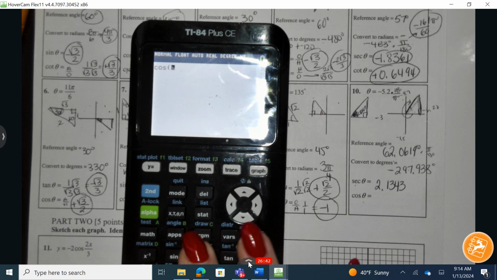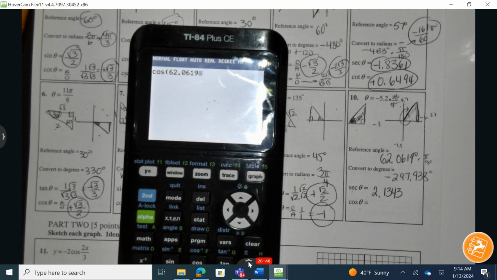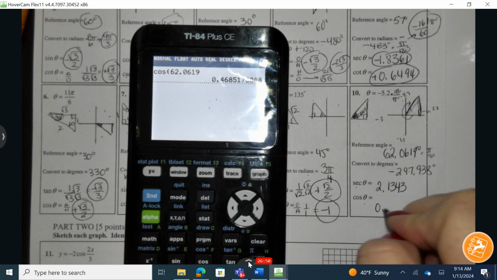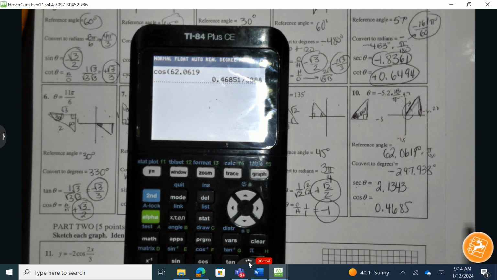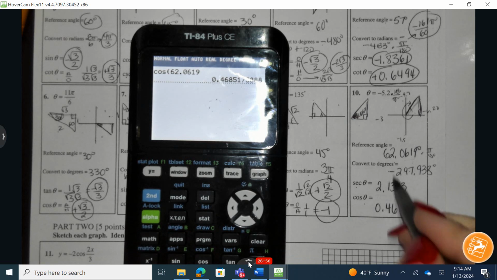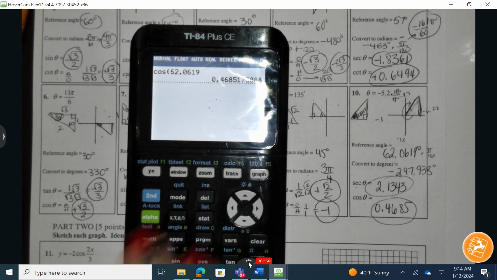Let's do the cosine. So cosine of this, what we just did, is 62.0619. And we end up with 0.4685. Now this lands in quadrant 1, and in quadrant 1, all things are positive.